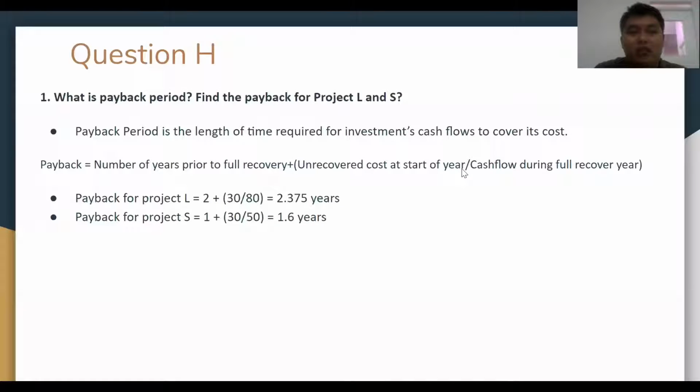And then the payback for project L is 2 plus 30 divided by 80, that is 2.375 years. And then the payback for project S is 1 plus 30 divided by 50, and the result is 1.6 years. Next.